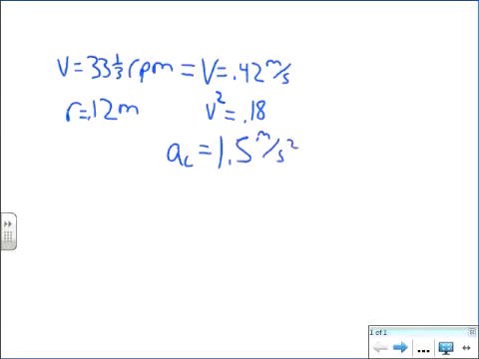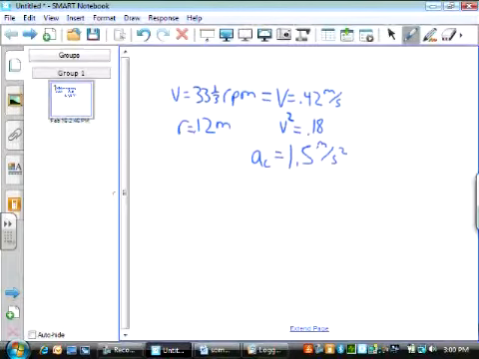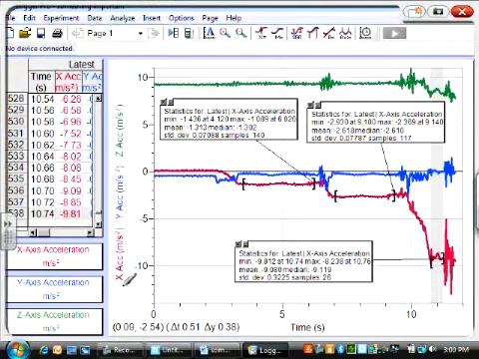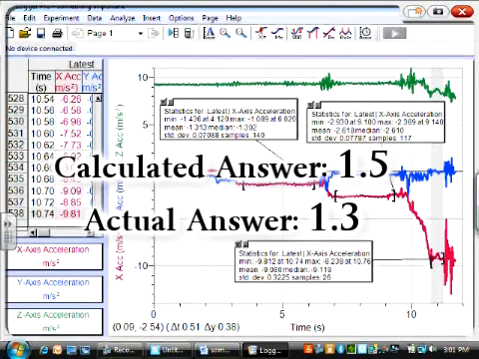On your graph, you'll see that for the first plateau at 33 1/3 RPM, our median was negative 1.3 meters per second squared, which is pretty darn close. And it's negative only because it was going in the opposite direction.